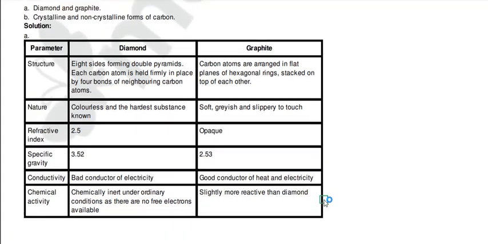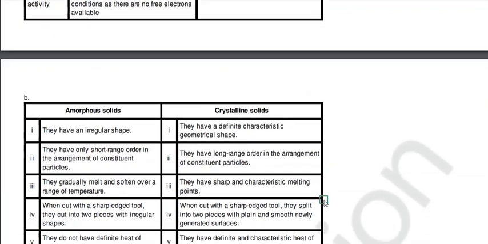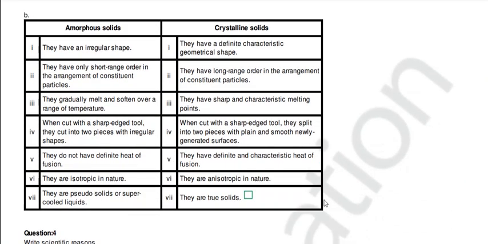B. Amorphous solids and crystalline solids. 1. Amorphous solids have an irregular shape. Crystalline solids have a definite characteristic geometrical shape. 2. Amorphous solids have only short-range order in the arrangement of constituent particles. Crystalline solids have long-range order. 3. Amorphous solids gradually melt and soften over a range of temperature. Crystalline solids have sharp and characteristic melting points. 4. When cut with a sharp-edged tool, amorphous solids cut into 2 pieces with irregular shapes. Crystalline solids split into 2 pieces with plain and smooth newly generated surfaces.